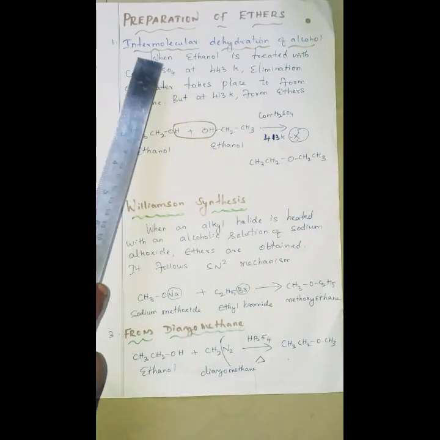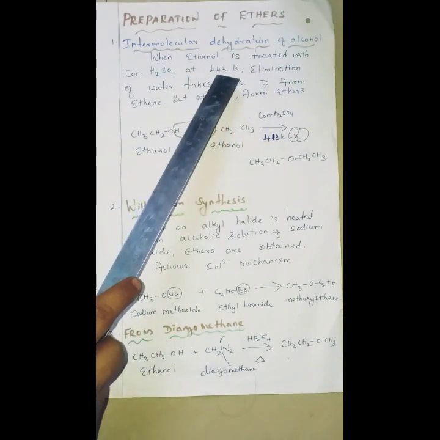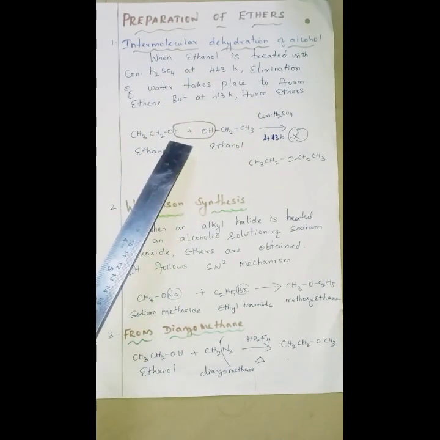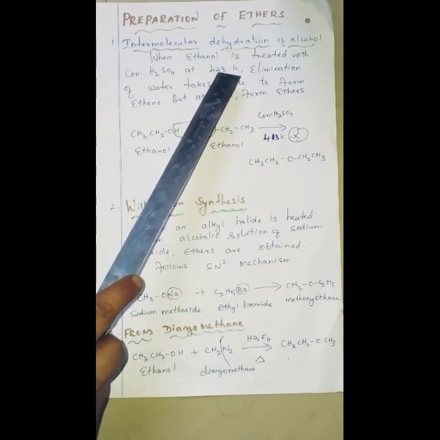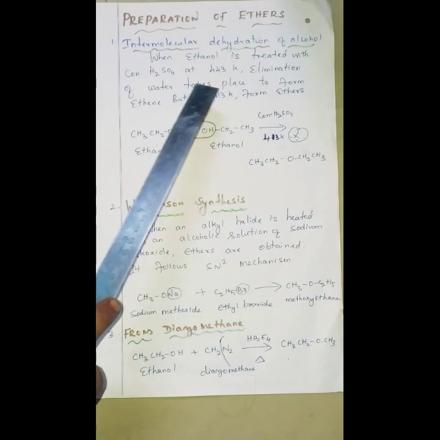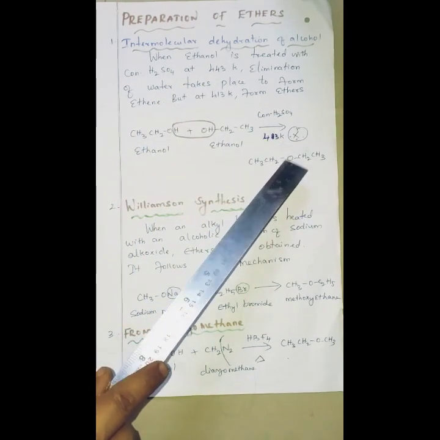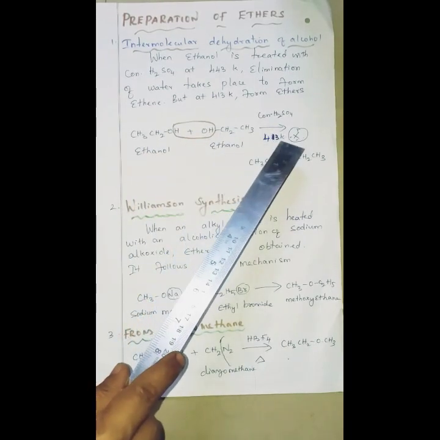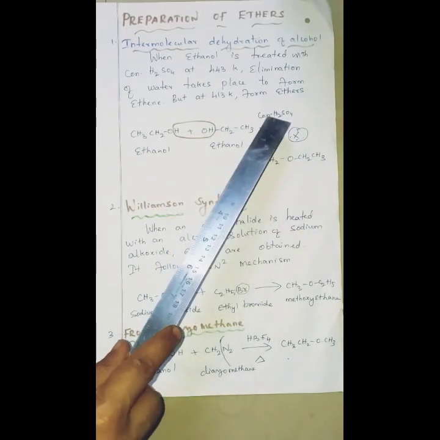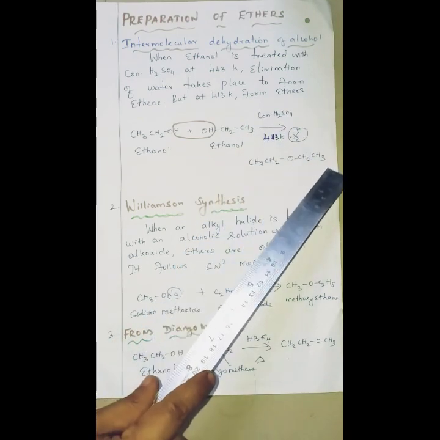Now see the theory part. When ethanol is treated with conc. H2SO4 at 443 Kelvin, that means if we take only one molecule of ethanol and heat at 443 Kelvin, elimination of a water molecule takes place and it forms ethene only. But we want ether. So we have to take two molecules of ethanol and heat at 413 Kelvin in the presence of conc. H2SO4. This condition is very important to form diethyl ether.